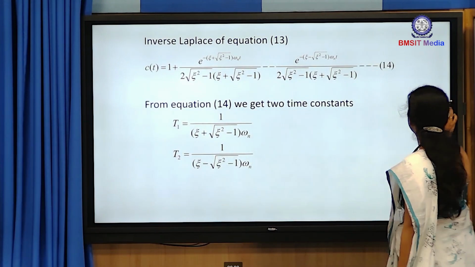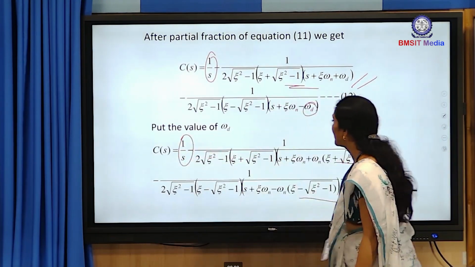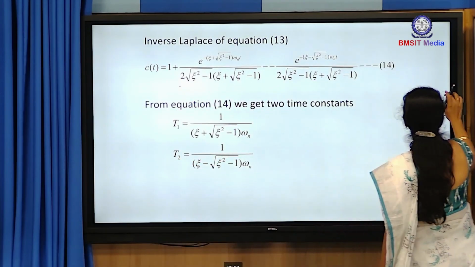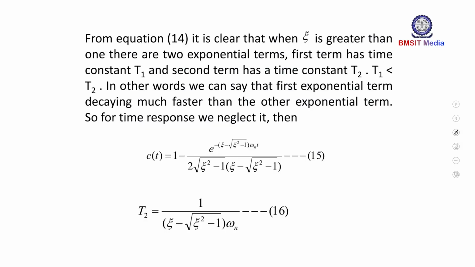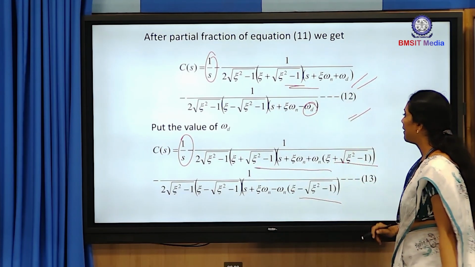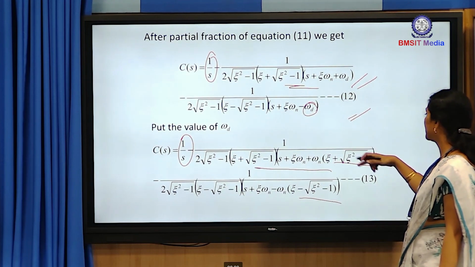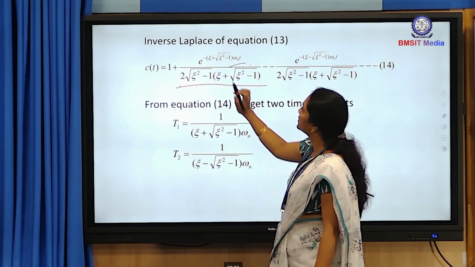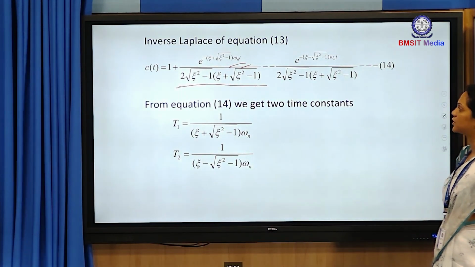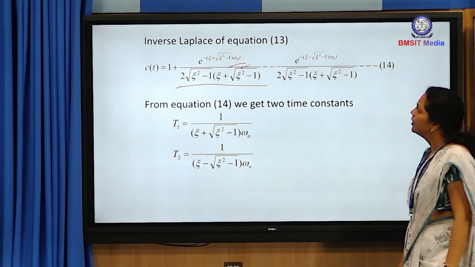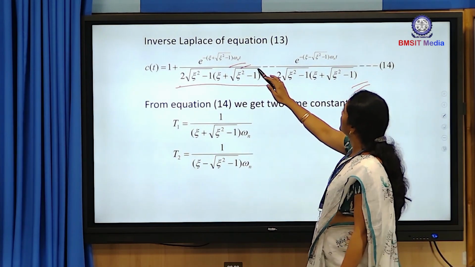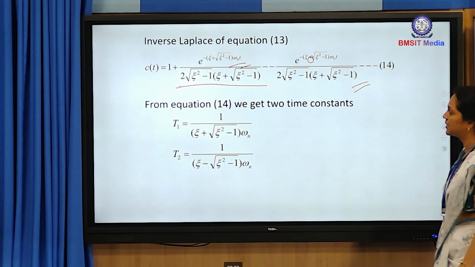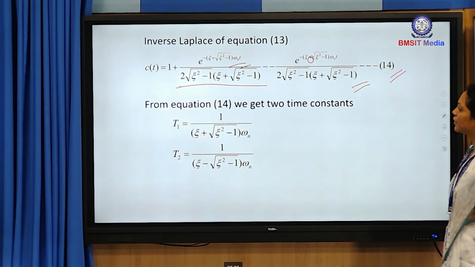Now if I take the inverse Laplace transform for 1 by s, what is the inverse Laplace transform? For 1 by s, the inverse Laplace transform is nothing but equivalent to 1. And for the next term, 1 divided by 2 into root of zeta square minus 1, for this entire term, what is the inverse Laplace transform? Denominator you keep as it is, numerator will be e to the power of minus zeta plus root of zeta square minus 1 into omega n into t. For here, instead of the same thing again, instead of plus you will have a minus sign here. So call this as your equation number 4.